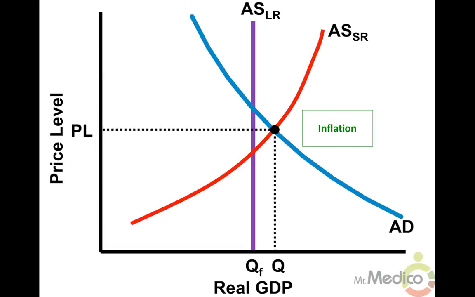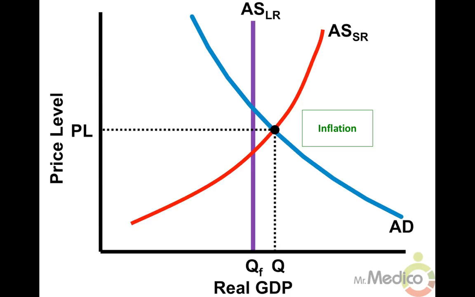This would be an example of demand pull inflation. So here we have high prices, very low unemployment. So here, the unemployment rate could be lower than the natural rate of unemployment because Q sub F, our potential real GDP, represents that natural rate of unemployment.